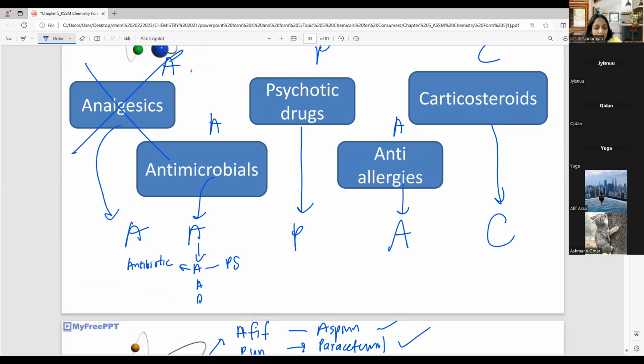Okay, A again. Analgesic divided into three. Aspirin, paracetamol, codeine. Codeine, correct. Okay, very good.